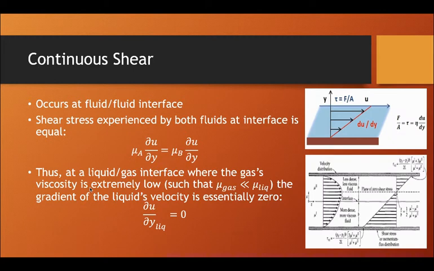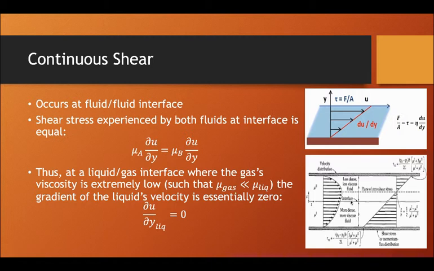So the last boundary condition we'll discuss is the continuous shear stress that occurs at a fluid-fluid interface. This states that when we have adjacent flow of two immiscible fluids, you can see here there are two fluids flowing adjacent to each other. They're both going to experience the same shear stress at their interface.